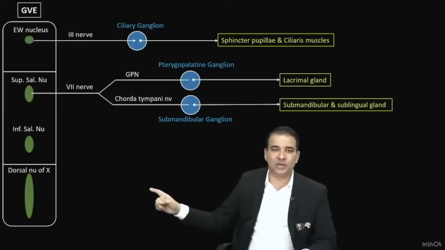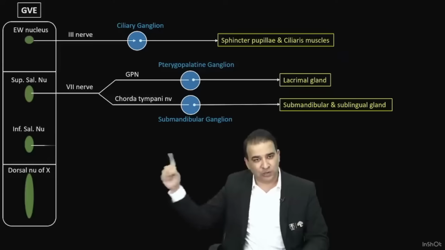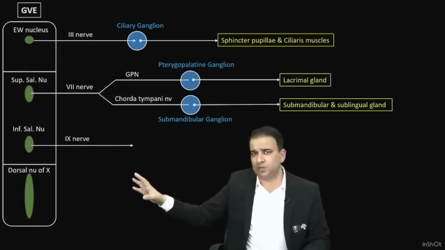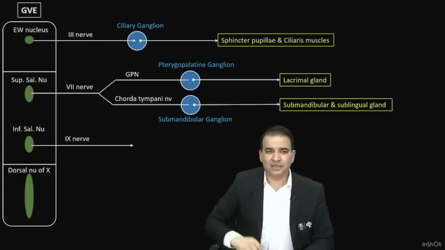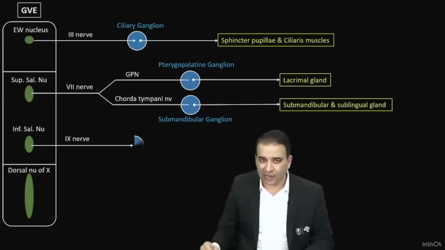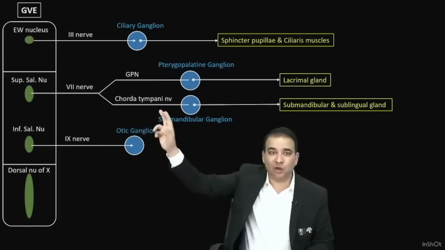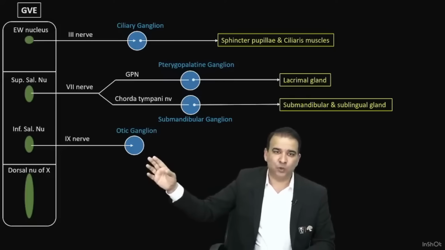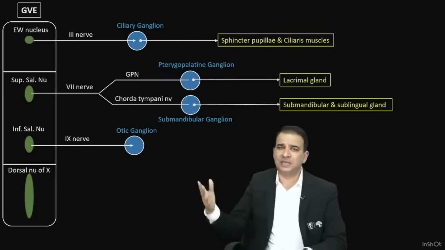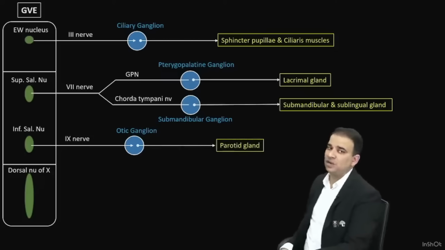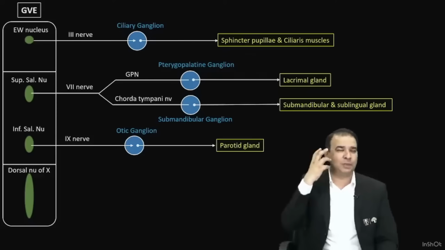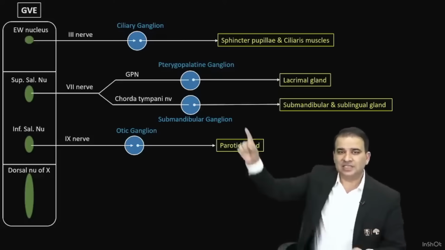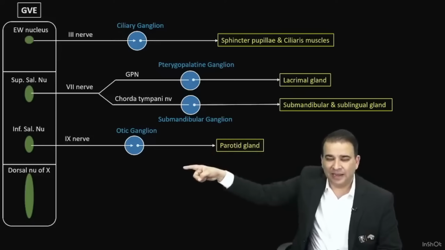Inferior salivatory nucleus, the nerve for inferior salivatory nucleus is glossopharyngeal nerve, the ninth nerve. Now, one branch of ninth nerve is called the lesser petrosal nerve, we are not going into the detail of that. That ninth nerve will relay into the otic ganglion. It's very important to know the preganglionic nerves of these ganglia. So ninth nerve relays into the otic ganglion, and the post-ganglionic fibers from the otic ganglion, which is basically the auriculotemporal nerve, supply the parotid gland. So inferior salivatory nucleus is for the parotid gland. These are the four parasympathetic ganglia that we have in head and neck.